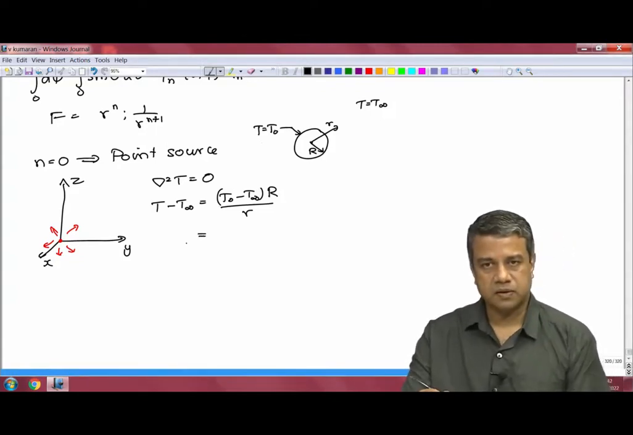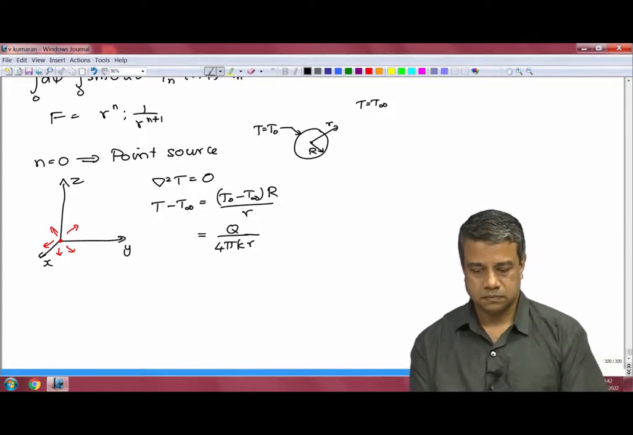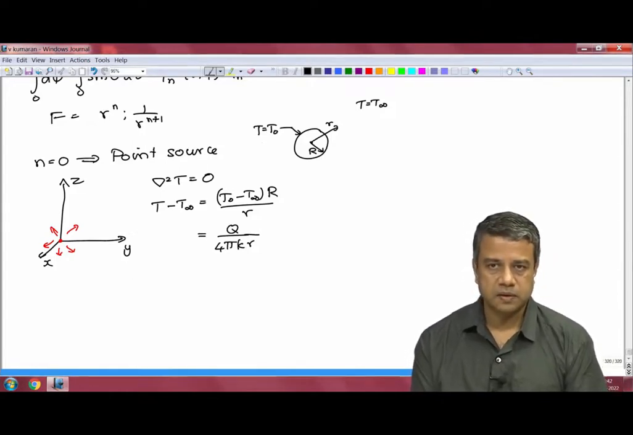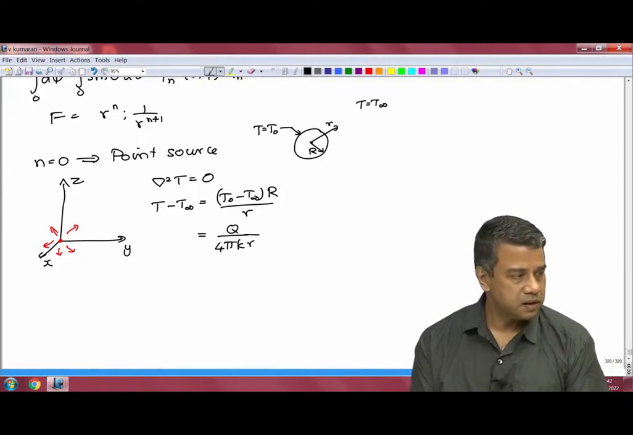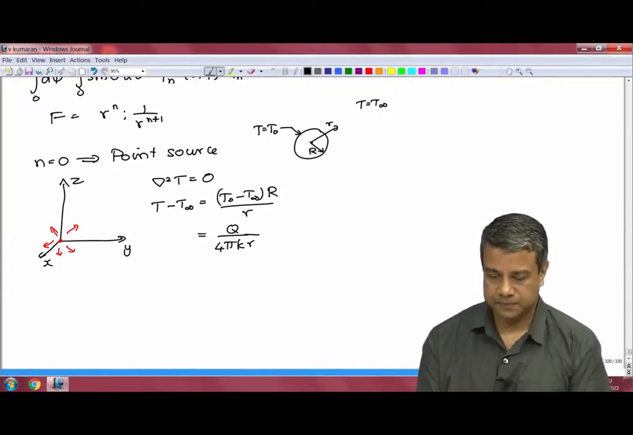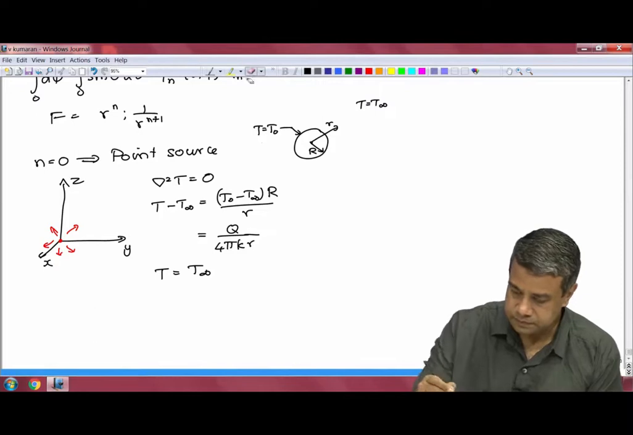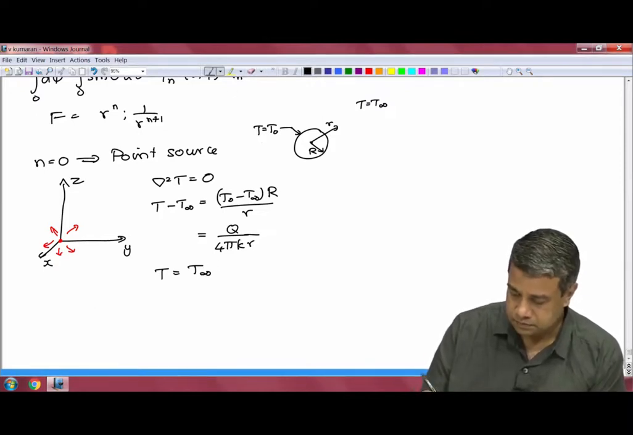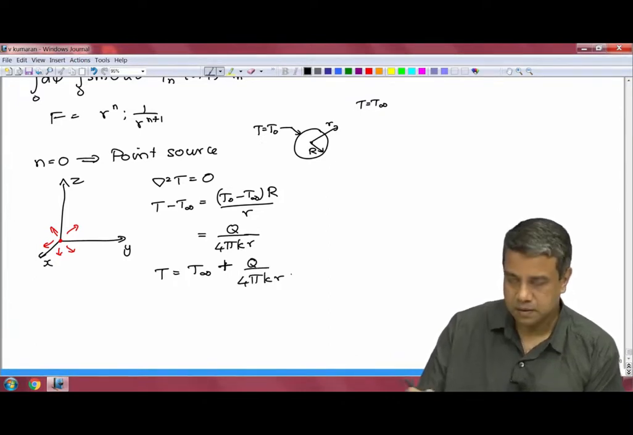And I could write it in terms of the total heat emitted per unit time as Q by 4 pi k r. This solution depends only upon the total heat generated by the particle. It does not depend upon the radius of the particle. Therefore, this solution is applicable even when the radius of the particle goes to 0. That is the point particle limit. It depends only upon Q. So, T is equal to T infinity plus Q by 4 pi k r.